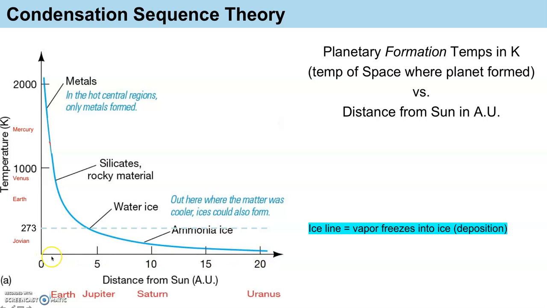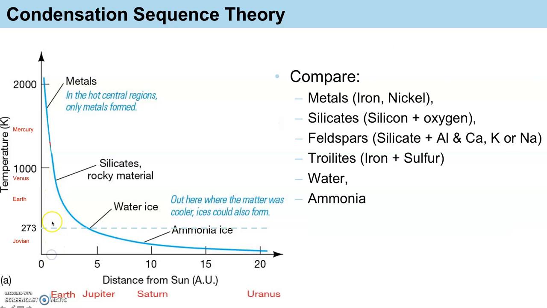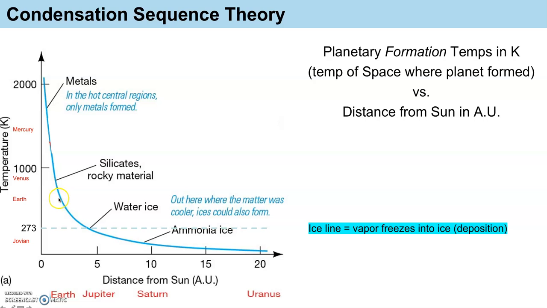And look at this. Mercury is very close to the sun, and it has a very high temperature of formation. When you look at Venus, Venus is a bit farther away from the sun, and it has a bit lower temperature of formation. And then when you look at Earth, a little bit lower temperature of formation for the Earth, a little bit farther away from the sun.